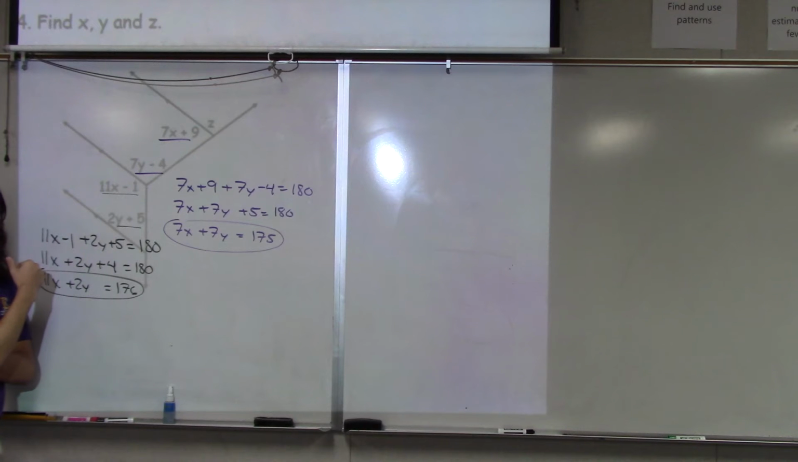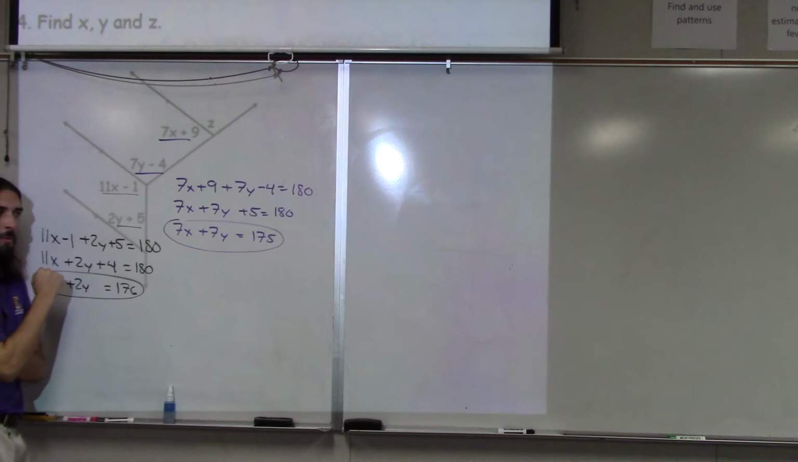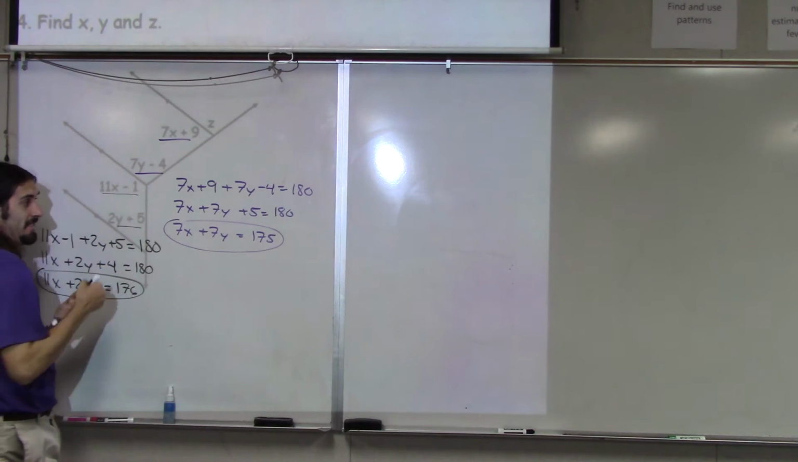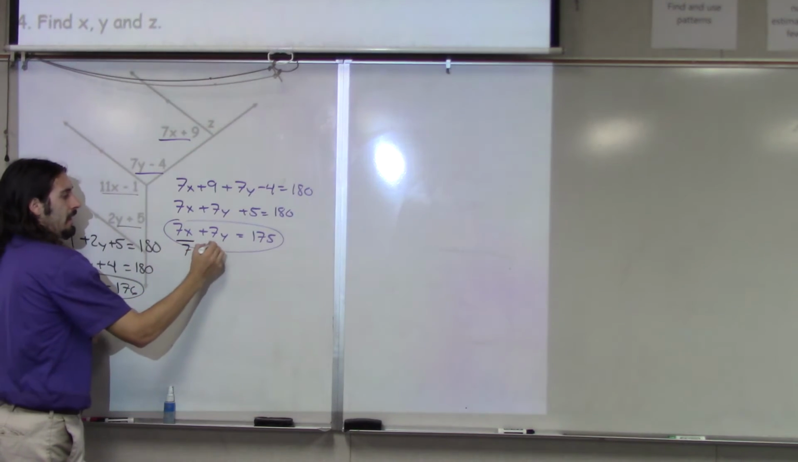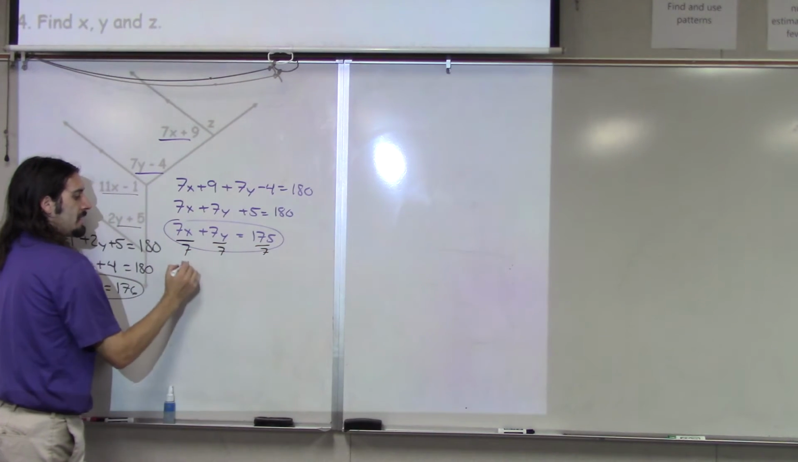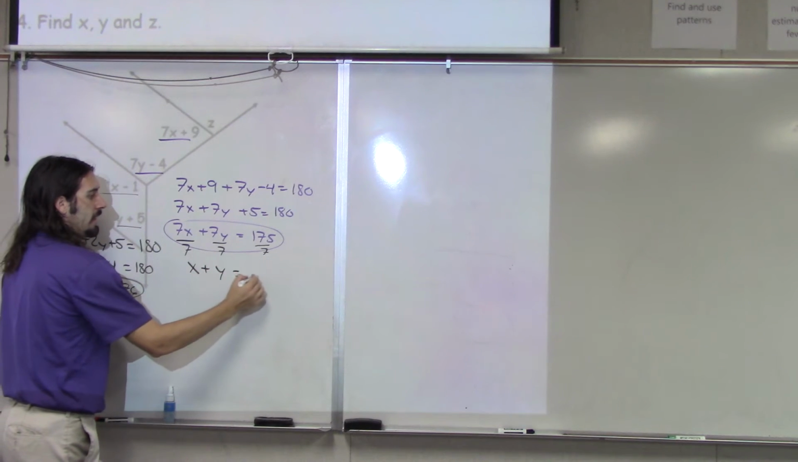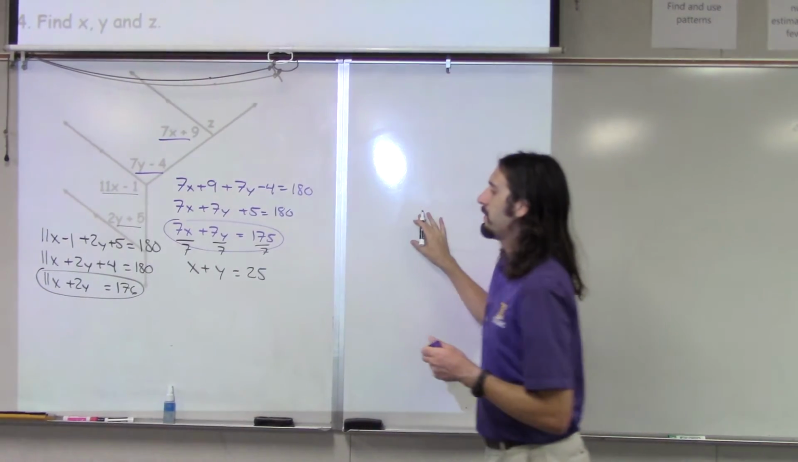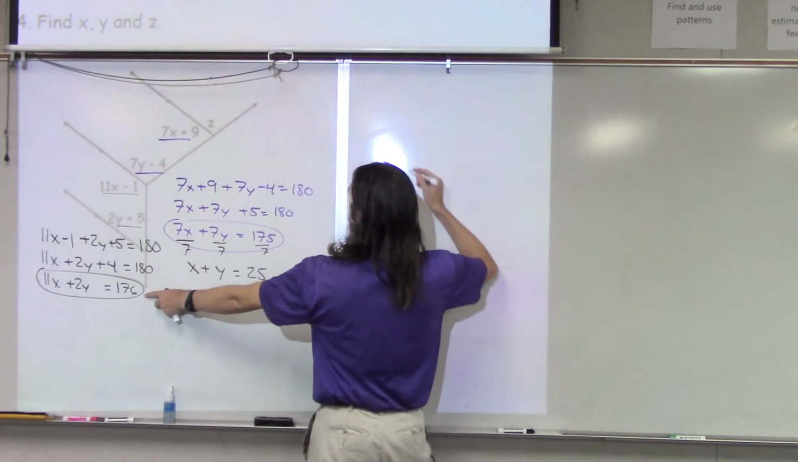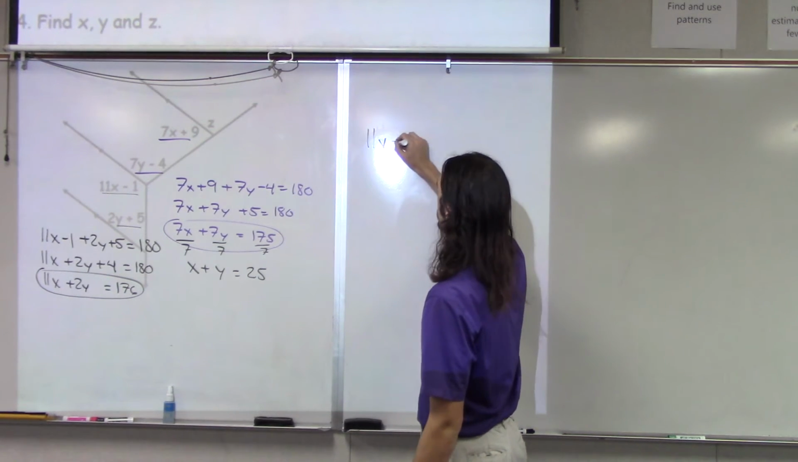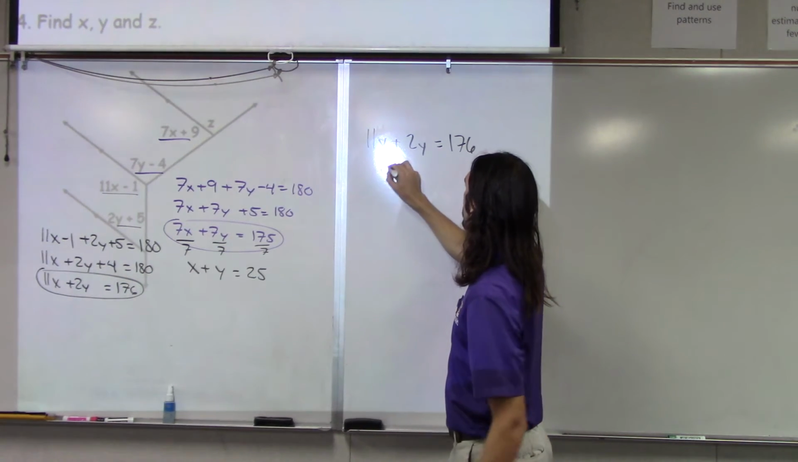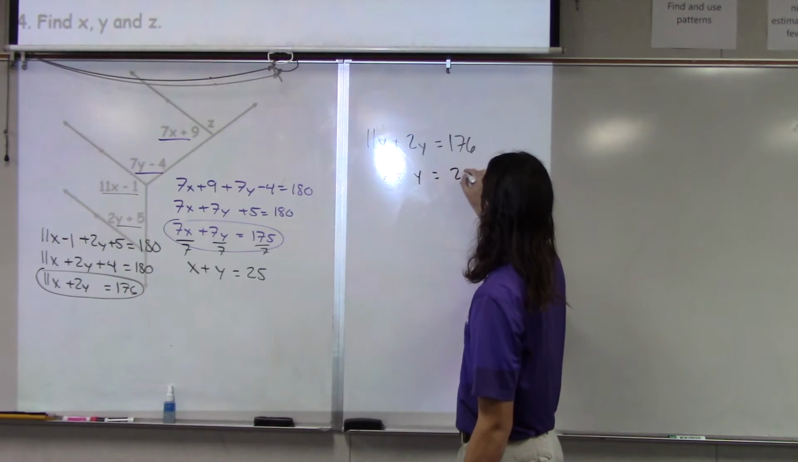Okay? Assuming you're still watching, here's what I'm going to key in on. I had a hunch, which is why I pulled that calculator out a moment ago. My hunch was that 175 was divisible by 7, and it is. So here's what's going to happen. I'm going to divide everything by 7. And this problem now becomes x plus y equals 25. Okay? So if I come over here, I now have these two equations as my system. This one, 11x plus 2y equals 176. And this one, x plus y equals 25.